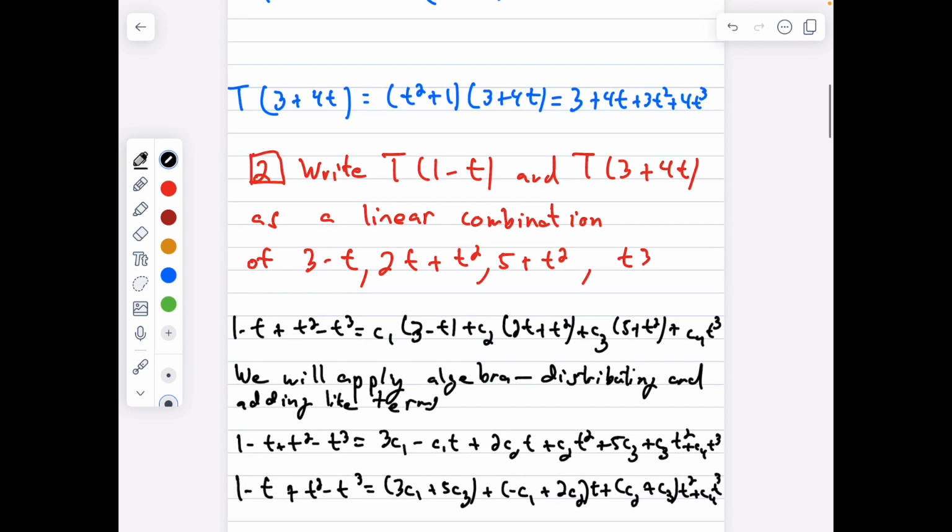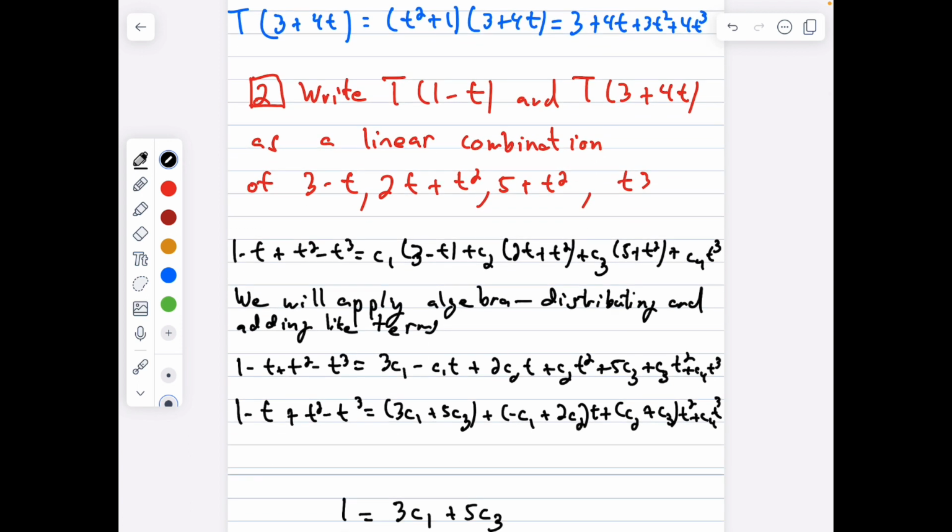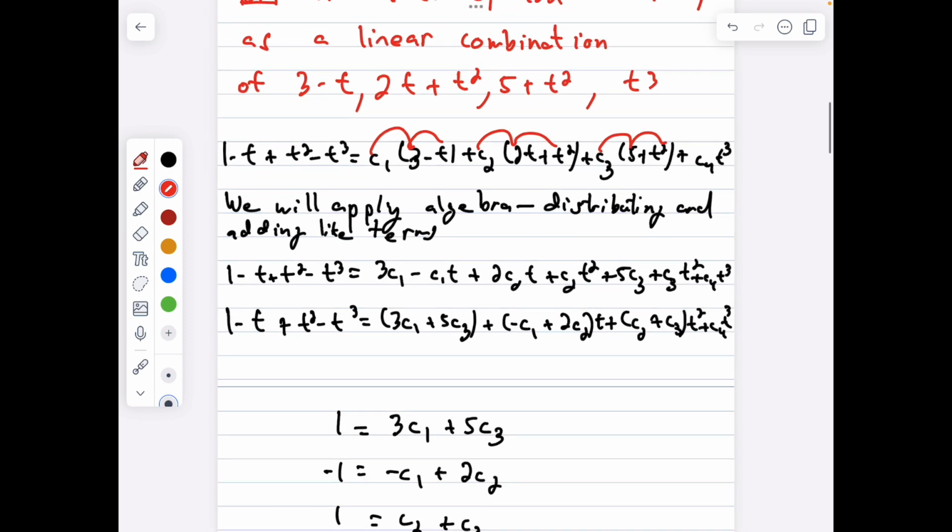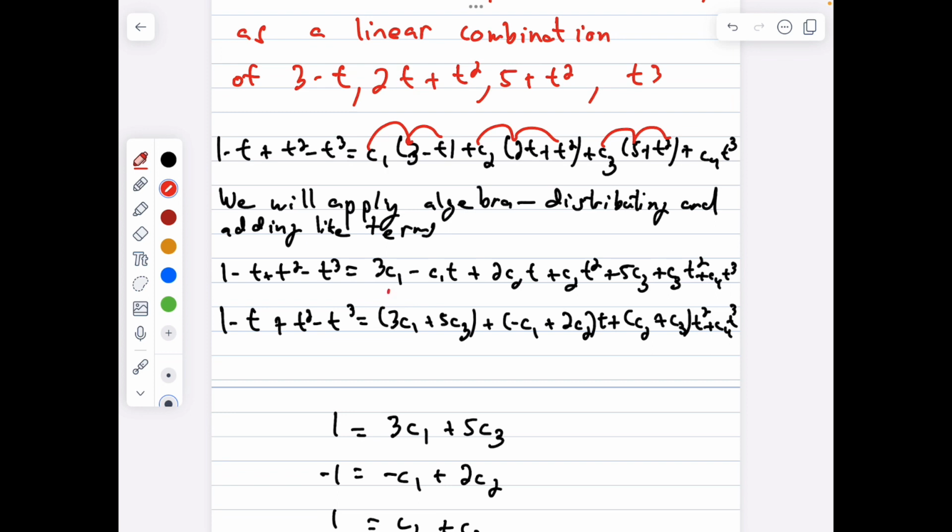In order to solve for these constants, I'm going to have to simplify this a bit. I'm going to apply a little algebra to distribute and add like terms together. What I did here was distribute the C1, C2, C3, and then add everything up. From that step to the next one, I put all the constant terms together, all the coefficients of t, all the coefficients of t squared, and all the coefficients of t cubed.